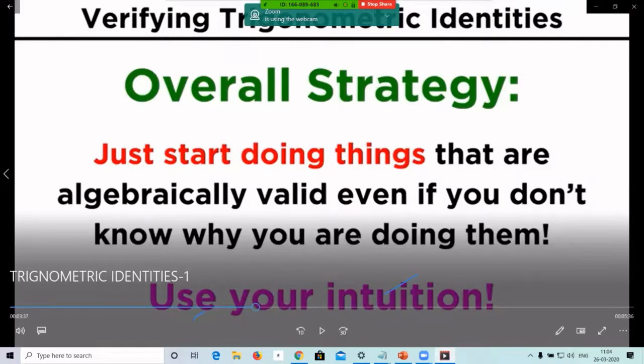Basically, you should not stop. Keep on moving. Keep on writing whatever the logic says. As I always tell you, give importance to the logic.